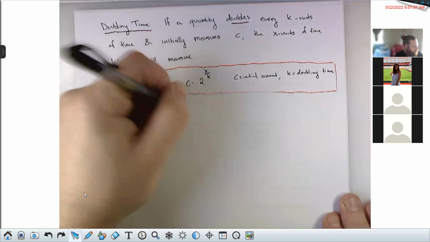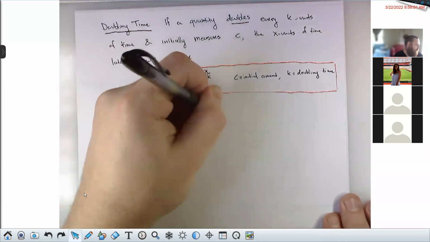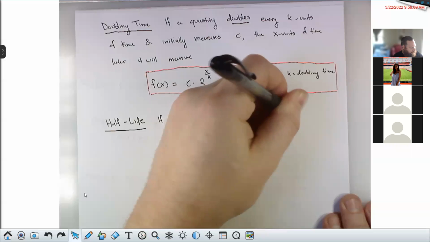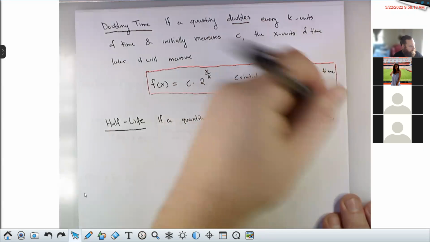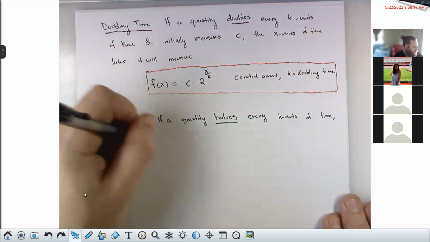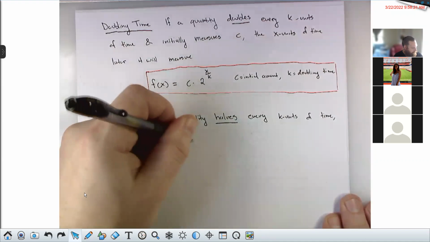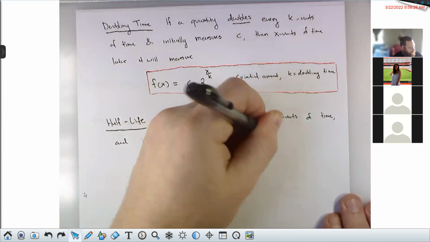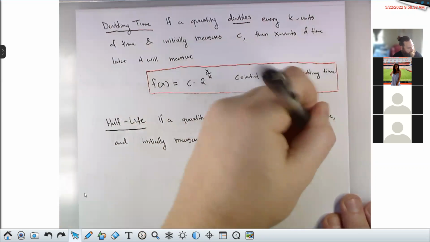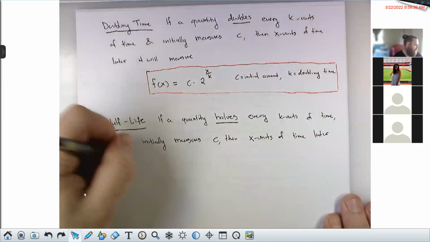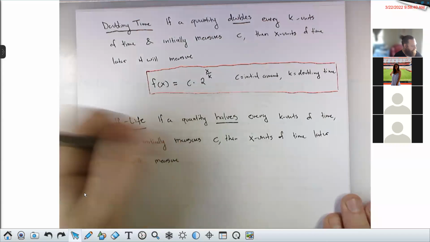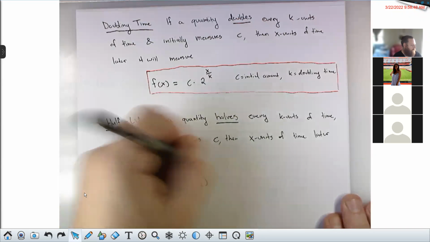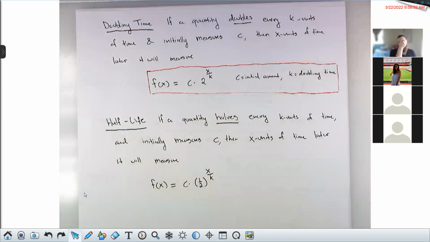So if a quantity halves every k units of time, and initially measures c, then x units of time later, it will measure f of x equals c times 1/2 raised to the power of x over k.